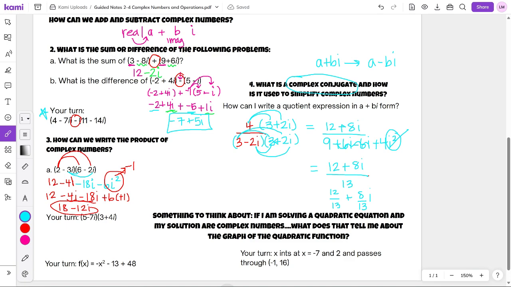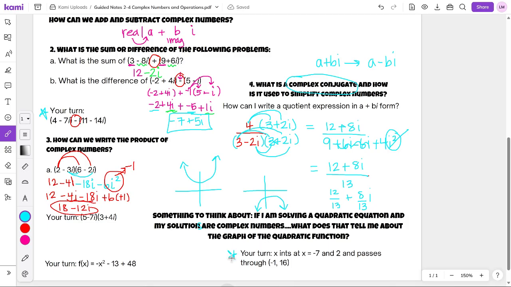All right, so something to think about: if I'm solving a quadratic equation and my solutions are complex numbers, what does that tell me about the graph of the quadratic function? If I'm setting factors equal to 0, remember that helps me find x-intercepts. So what happens if they both have an i? That means my graph doesn't hit the x-axis. I have solutions to the equation, but they are not x-intercepts. So either a is positive and it opens up and the vertex is above the x-axis, or if a is negative, my parabola opens down and my vertex is below the x-axis. So that's what could happen.